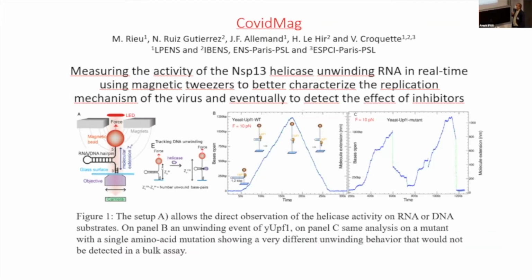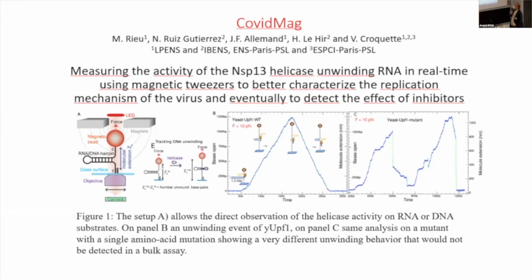It turned out that this helicase is very much conserved. For instance, SARS-CoV-1 and SARS-CoV-2 have nearly exactly the same helicase, except for one amino acid. So this is a very conserved enzyme, which probably means it's a very important enzyme for the virus, and that if you modify it, it matters. So the idea is that in our lab, we are able to assay helicase directly in real time, just a single helicase working on a single RNA molecule.